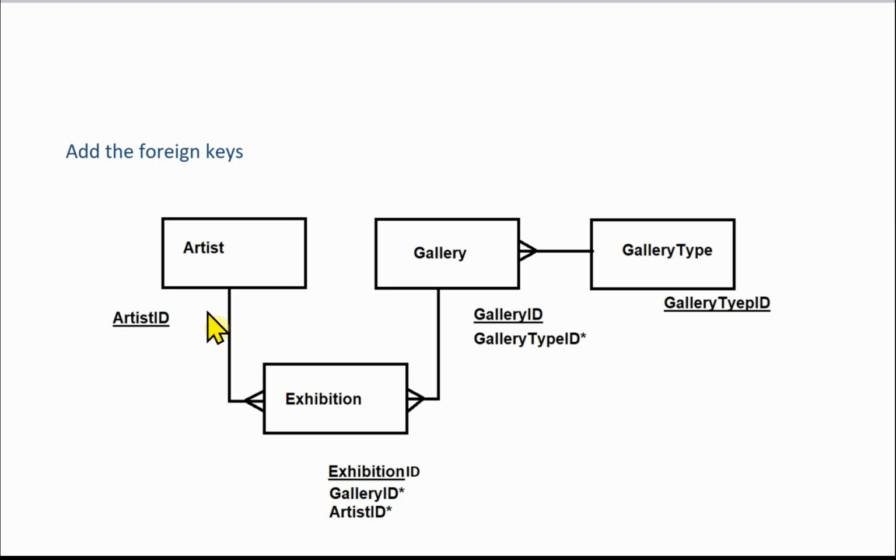And then finally, the relationship between artist and exhibition. There's the many side, so we need a foreign key. Go back to the one side, get the primary key, artist ID, and put that in as a foreign key. And there it is in exhibition as a foreign key.